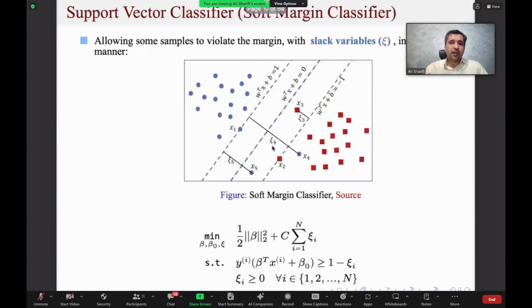To handle this problem, we could add a soft margin. So there is a parameter C here that we can use to balance how much we would allow noisy data and how much we would care about the size of the margin.